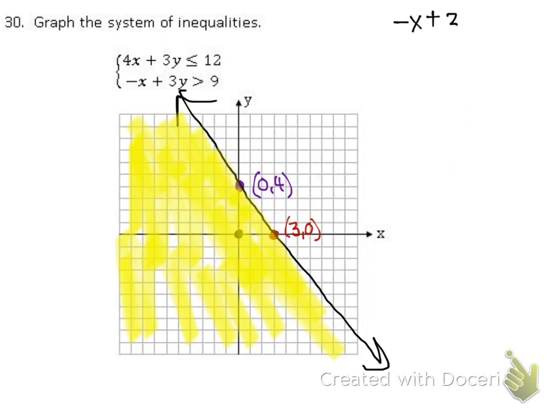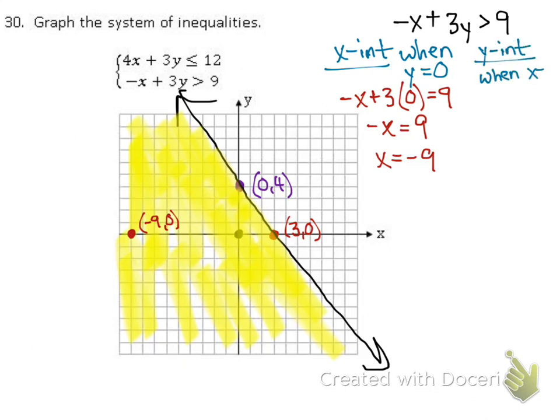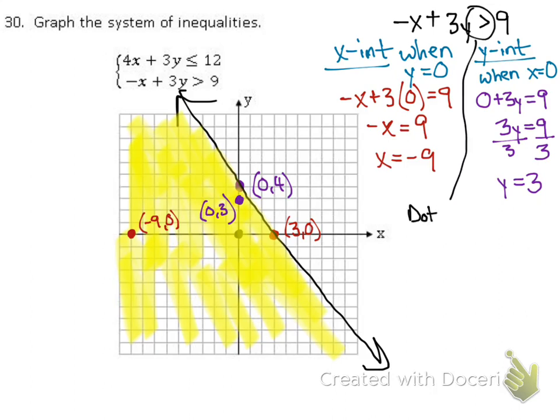Now I'm going to repeat that whole process for the other inequality. I'm going to start by finding the x-intercept and plugging in 0 for y. When I solve that for x, I end up with negative 9. So that's my x-intercept. Now I'm going to find the y-intercept by plugging in 0 for x. When I solve for y, that gives me positive 3. So that's my y-intercept. I need to figure out what type of line to use. This one will take a dotted line because there's no line underneath the inequality symbol.